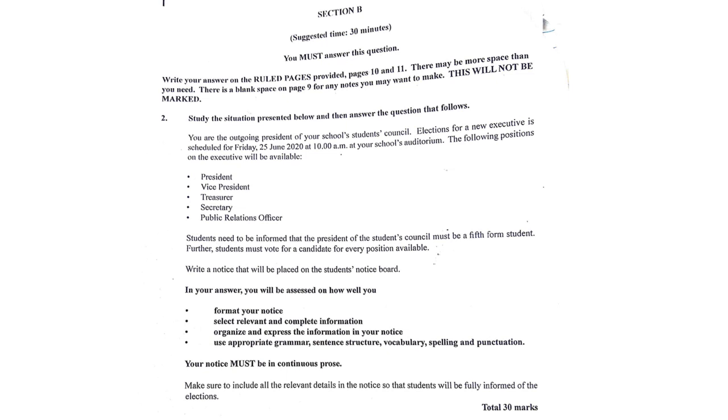So this is a question that was in the 2020 January CSEC English paper. In section B, a notice appeared in this January exam, and it asks the outgoing president of the school's student council to inform the general population about new elections. So this is the information they gave.